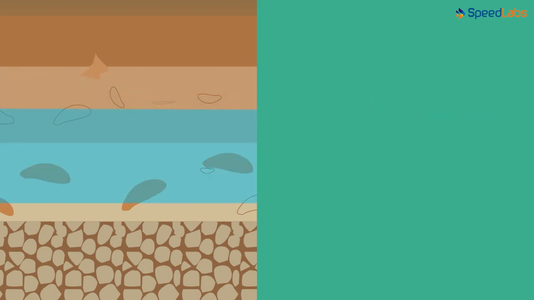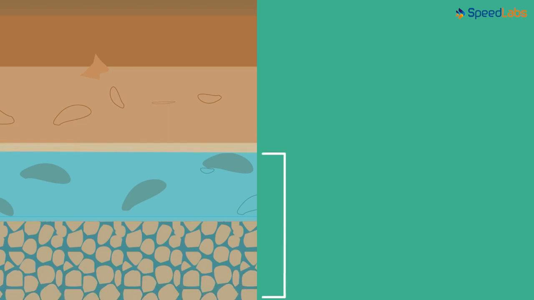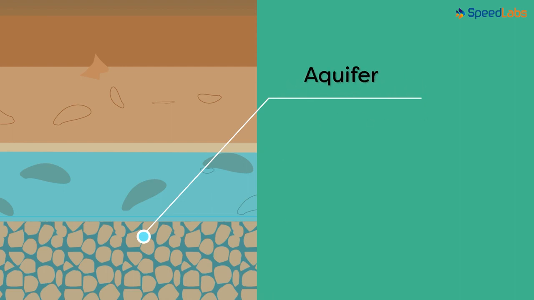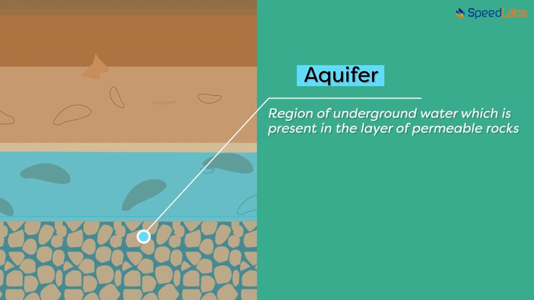The water, as it percolates down, reaches the bottom, which is this layer, and remains stored here in the form of groundwater. This portion of rocks which contains spaces gets saturated with water. This is nothing but an aquifer. Yes, it's a new term for us, so let's understand it well. An aquifer is the region of underground water which is present in the layer of permeable rocks.